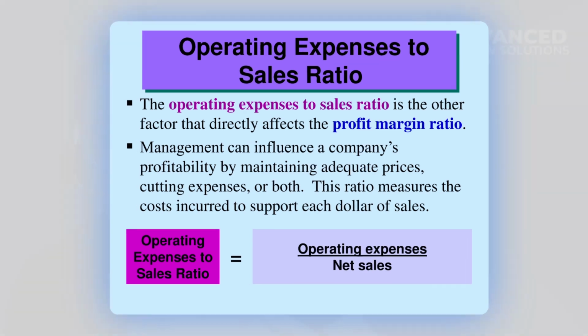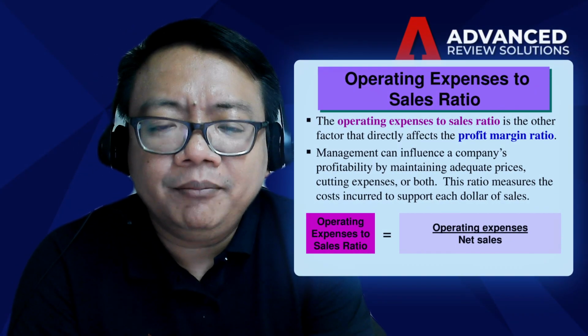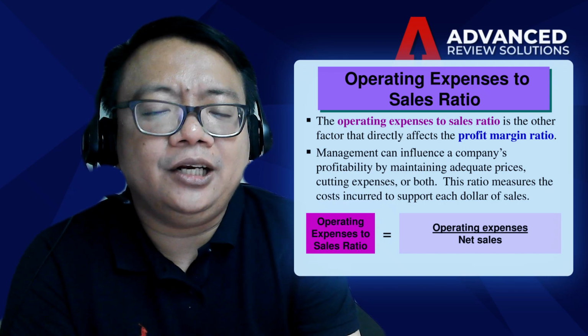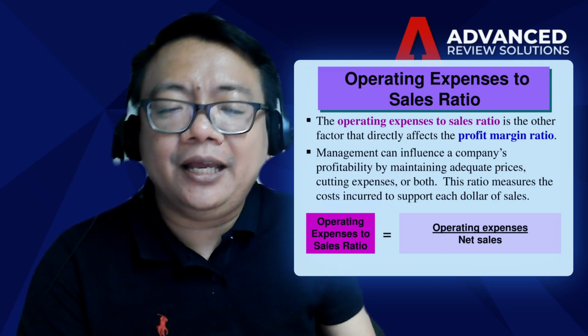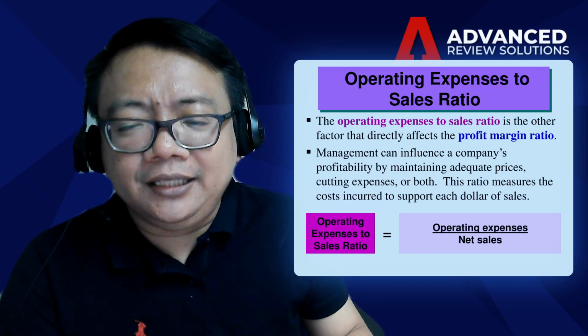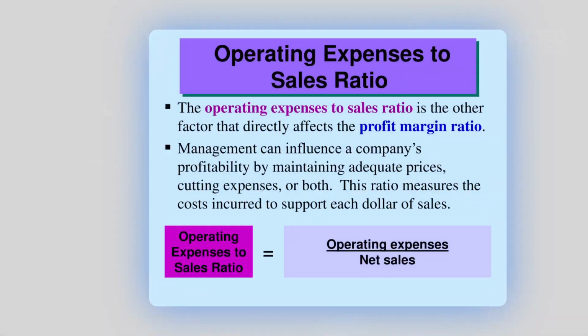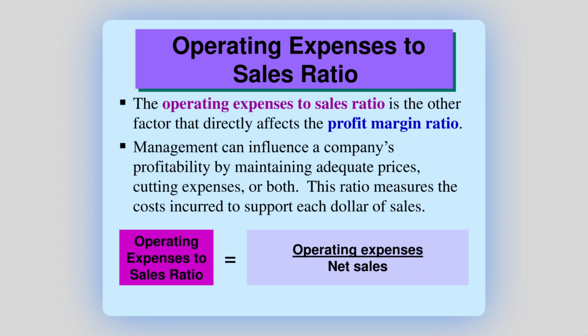And this ratio measures the costs incurred for each peso or dollar of sales. Effective ba tayo in generating our net income? Okay? So that would be your OPEX to sales. So operating expenses to sales ratio, the formula here is OPEX divided by our net sales.